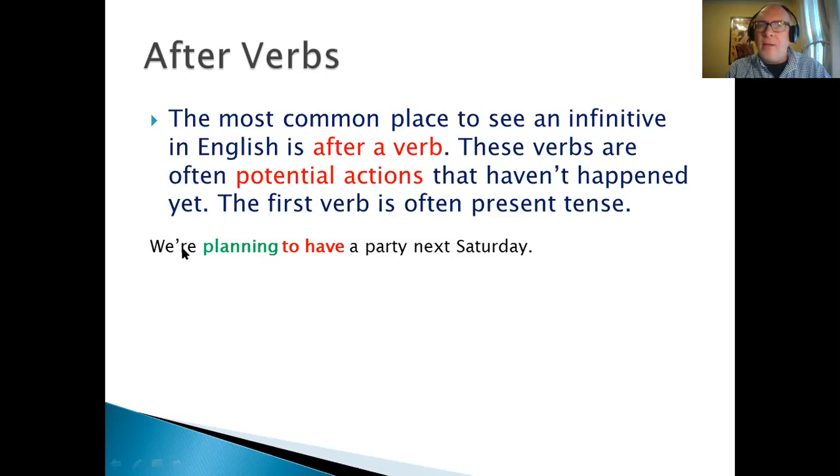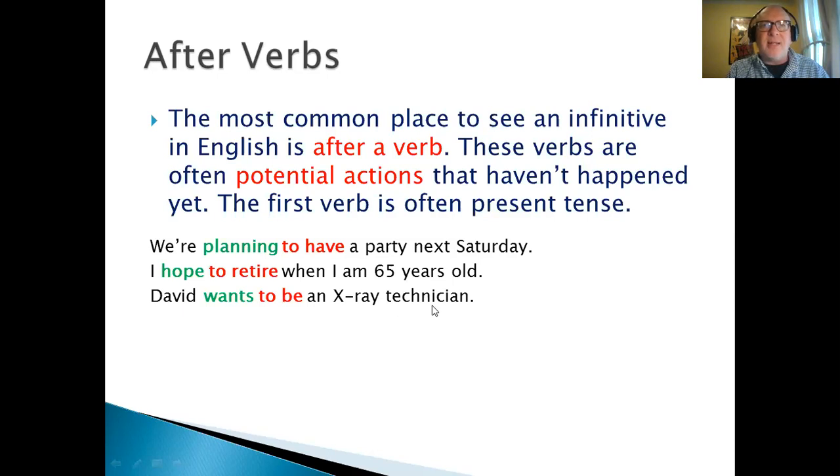Right? I don't need will, even though I'm talking about next Saturday. We're planning to have a party. I hope to retire when I am 65 years old. Not will hope, just hope. Right? The first verb simple present, the second verb infinitive. David wants to be an X-ray technician. Again, in the future, but I don't need will. He wants to be. It's a potential action. He's not an X-ray technician now, but he wants to be.